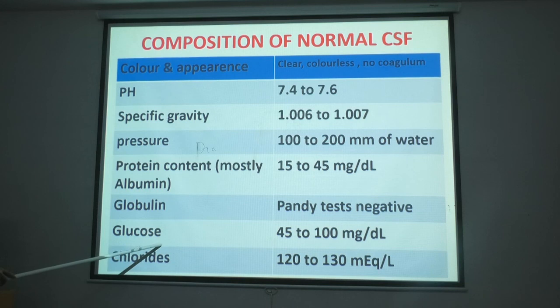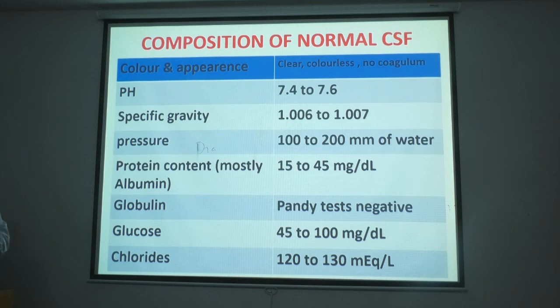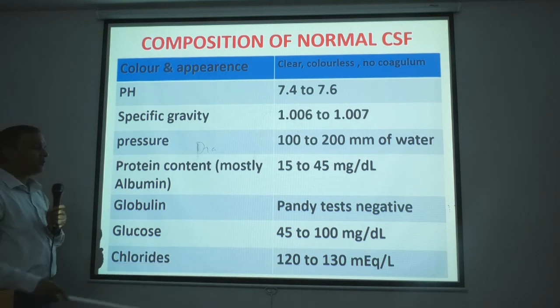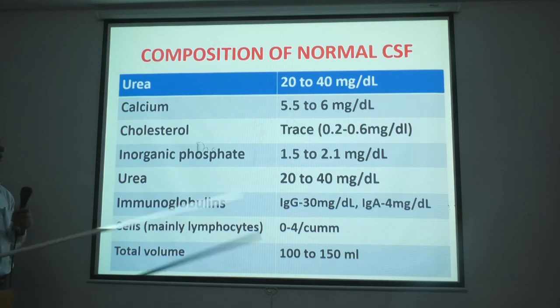And glucose content, how much glucose will be there? 45 to 100 milligram per dl. Near about, not exactly, but near to blood glucose. Chlorides will be 120 to 130 milliequivalent per liter. Urea will be 20 to 40 mg per dl. Calcium 5.5 to 6 milligram per dl. This CSF calcium will be less than serum calcium.